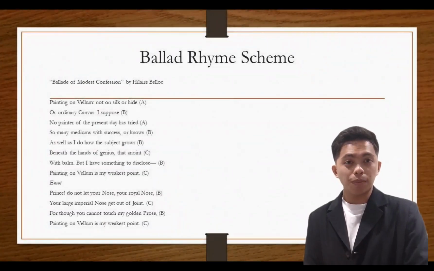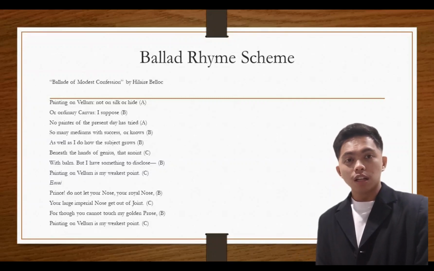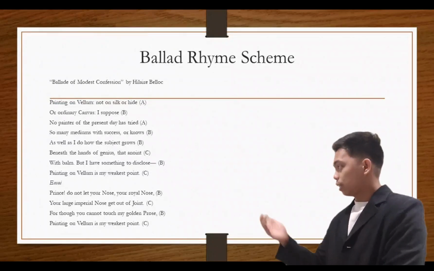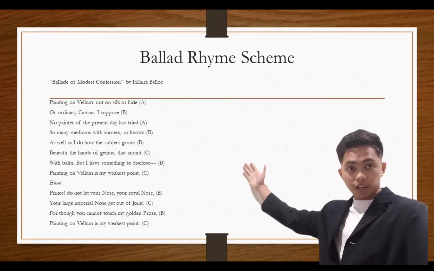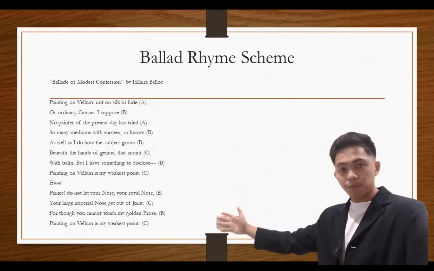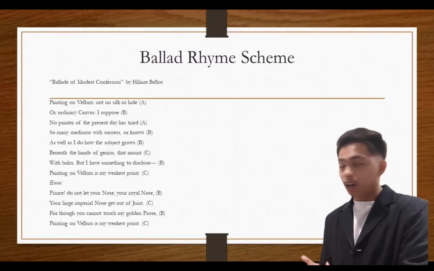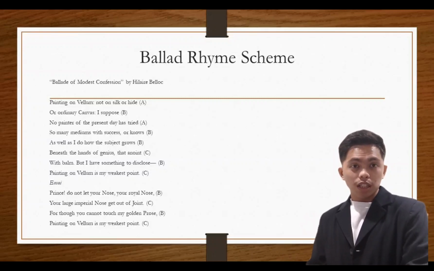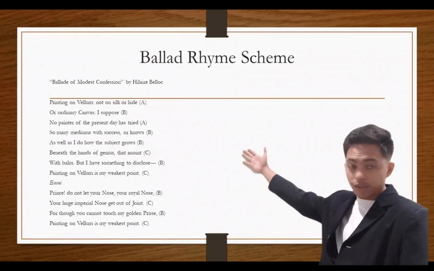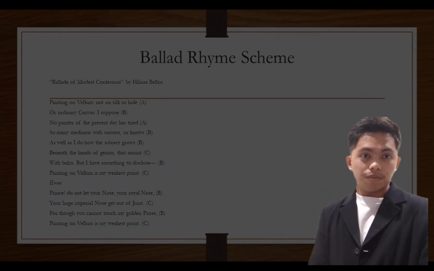Okay, class, so the next example is a poetry entitled Ballad of Modest Confession by Hilaire Belloc. So this type of poetry uses a ballad rhyming scheme. Okay, so as you can see, it uses the pattern of AB, AB, BC, BC, and BC, BC. Okay, so as I mentioned earlier, this type of rhyming scheme is most commonly used in three stanzas. So it is obvious that this poetry is written in three stanzas.